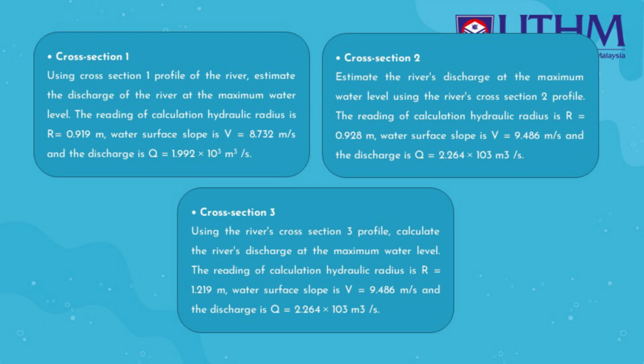And we repeat the same steps for cross section 2 and we get the R value is 0.928 meter. Flow rate of discharge water V is 9.486 meter per second. And Q equal to 2.264 multiplied with 10 to the power of 3 meter cubic per second. And lastly, for cross section 3, we get R equal to 1.219 meter, V equal to 9.486 meter per second, and the Q we get is 2.264 multiplied with 10 to the power of 3 meter cubic per second.